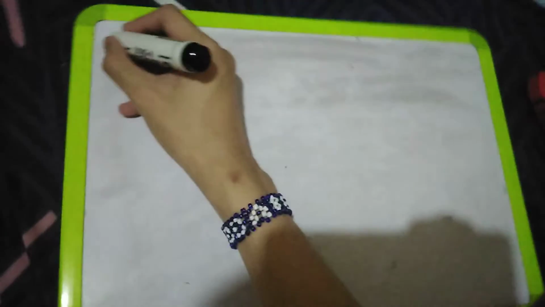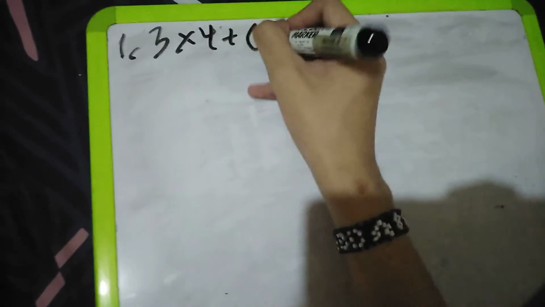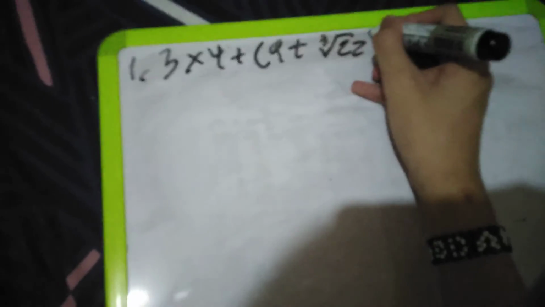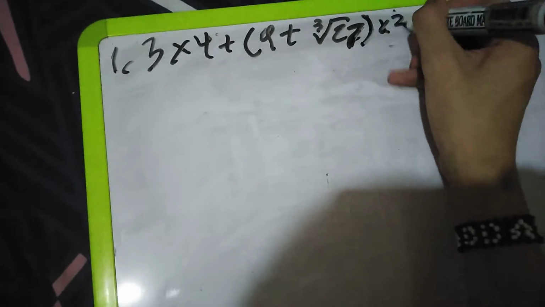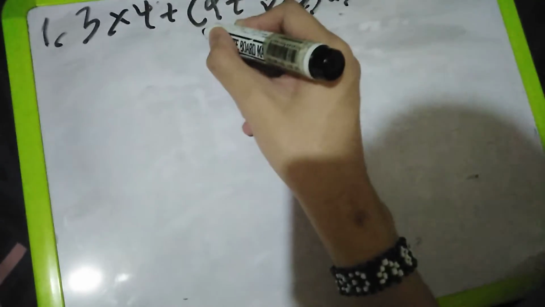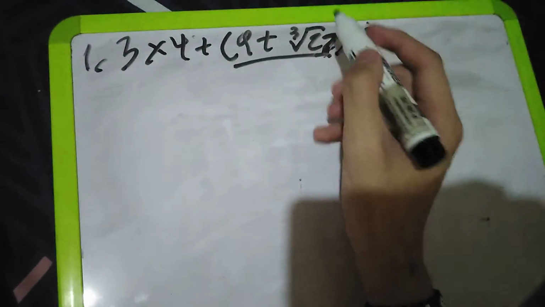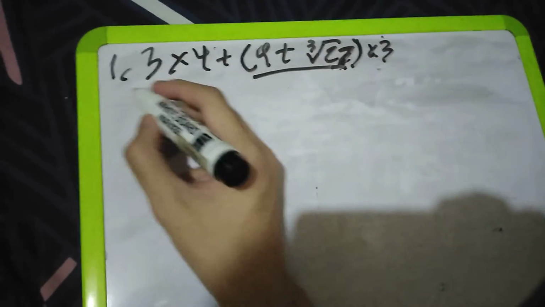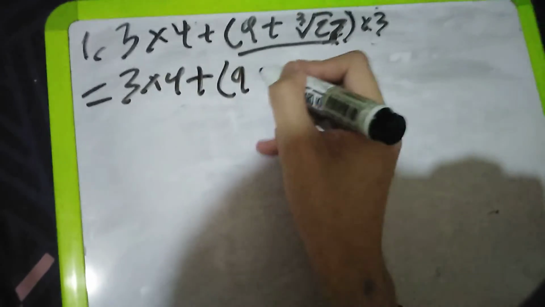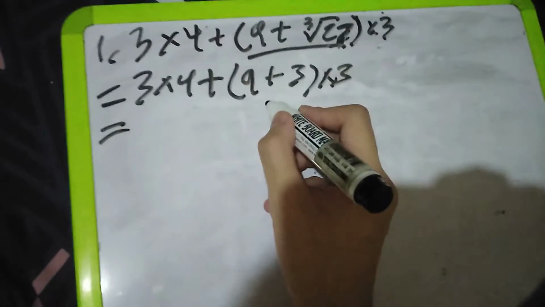Okay, now let's do some practice exercises. Let's do 3 times 4 plus 9 plus, I don't know, this. Okay, so we first need to do the operations in the grouping symbol, which has addition and roots, and we have to do roots before addition, so we do the roots. So this becomes 3 times 4 plus 9 plus 3 times 3.